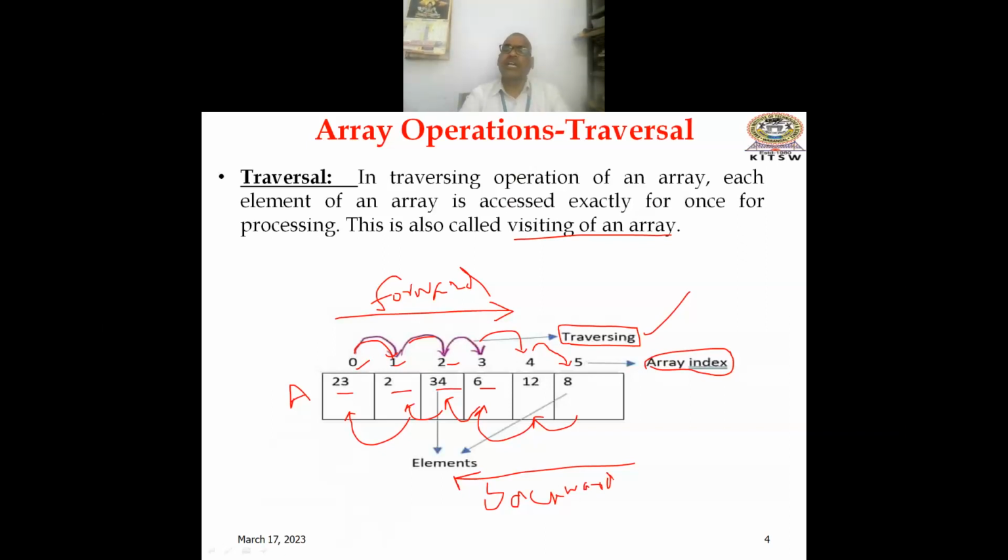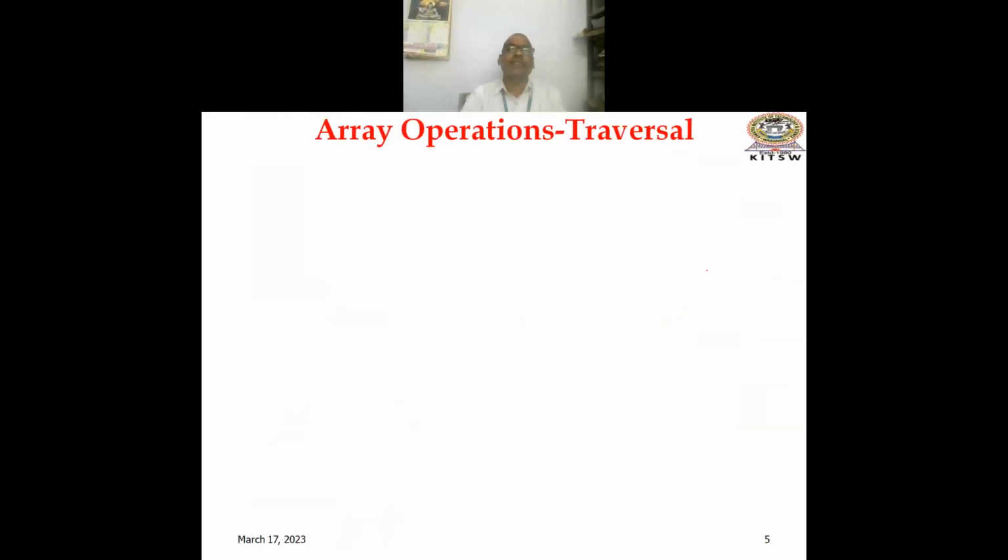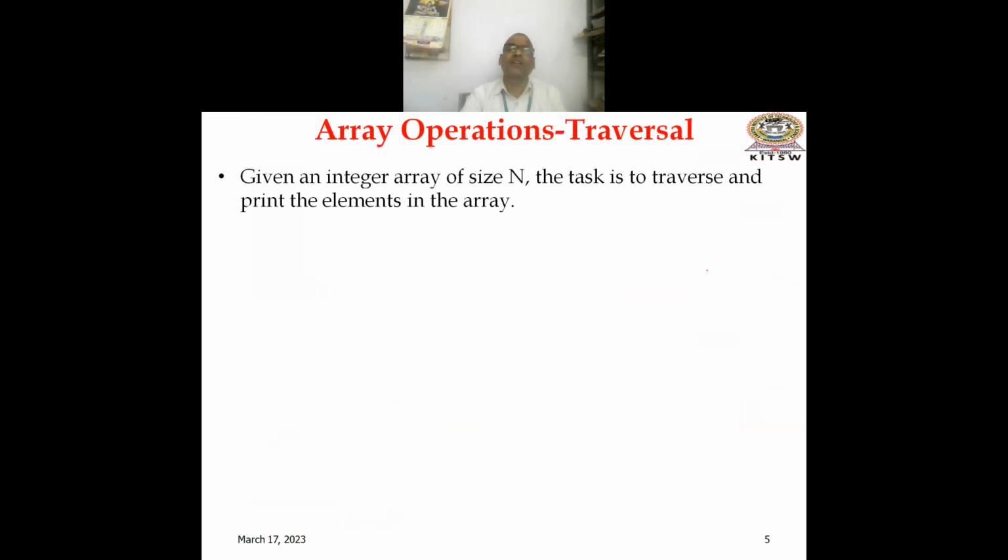This is what we are calling array traversal. An array can be traversed either in the forward or the backward direction. So we will see that if you are given an array of size n, the task is to traverse or print the array elements onto the screen.